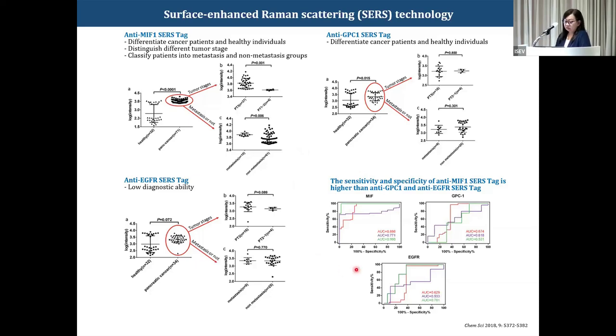And finally, ROC indicates that the MIF1 expressed on EVs has the highest specificity and sensitivity for the diagnosis of pancreatic cancer, suggesting its potential as an EV biomarker for pancreatic cancers.